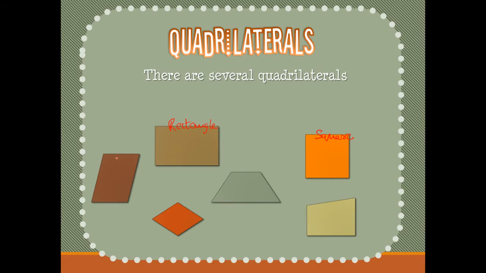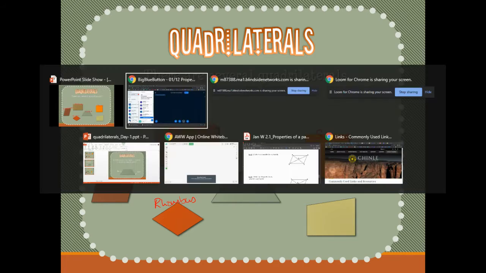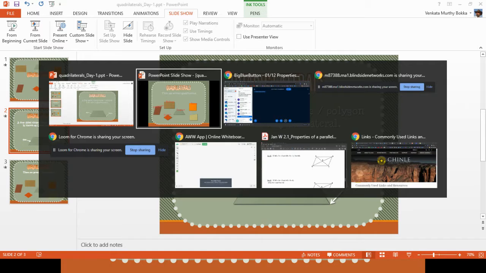And next, this one is a parallelogram. And this one is a trapezoid. And next one, this one is a rhombus. So what are all these and what is the difference among these? These things I'll explain. Let's go to the whiteboard.